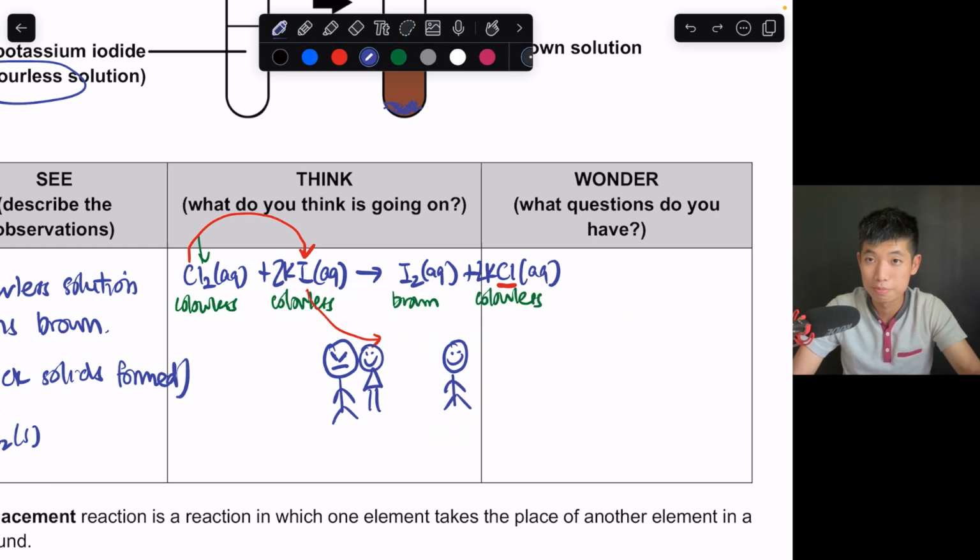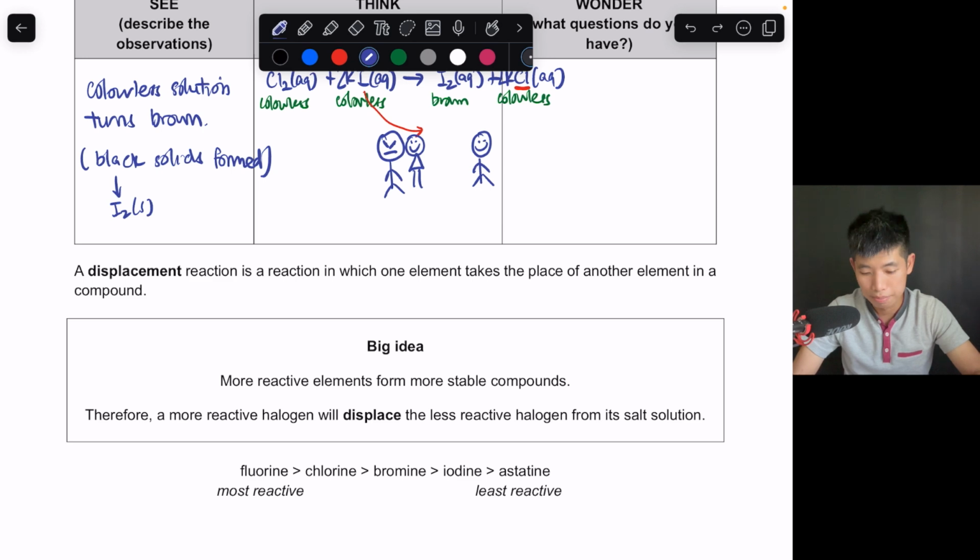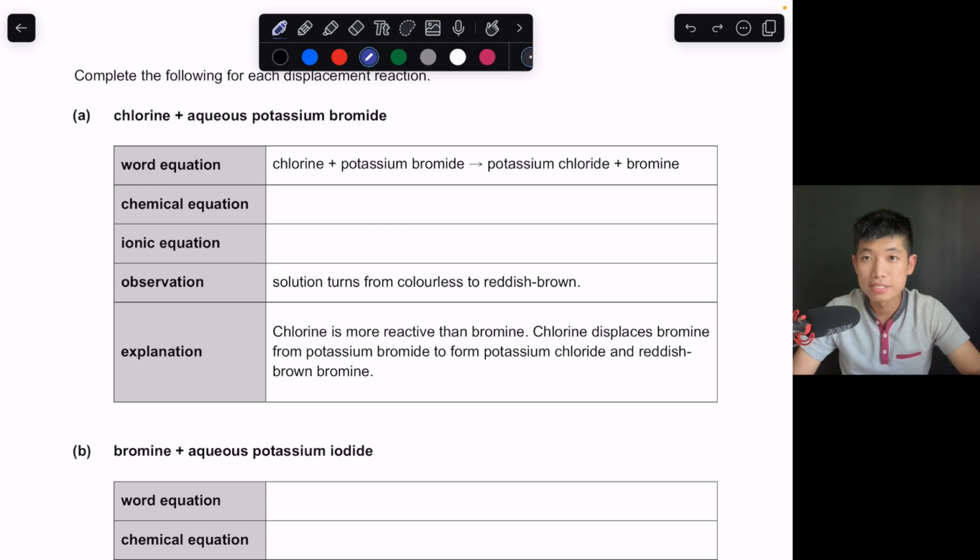So that's what we call a displacement reaction. The big idea here is that a more reactive element will displace a less reactive element from its compound. Try to fill in the blanks on this page and I'll go through the answers with you. Remember that your halogens are diatomic. I'll put in the state symbols as well.